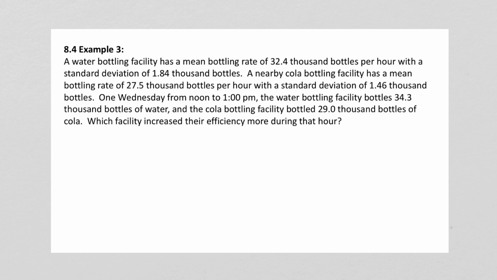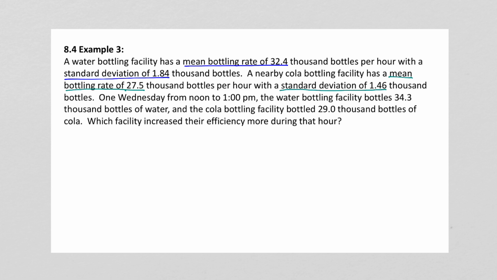Example 3 says a water bottling facility has a mean bottling rate of 32.4 thousand bottles per hour with a standard deviation of 1.84 thousand bottles. A nearby cola bottling facility has a mean bottling rate of 27.5 thousand bottles per hour with a standard deviation of 1.46 thousand bottles.